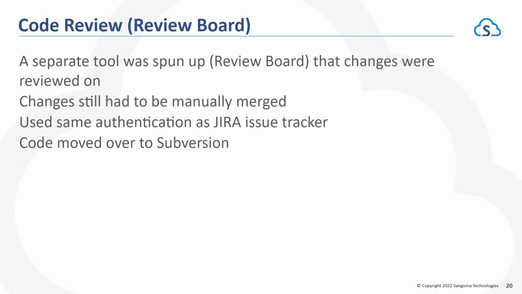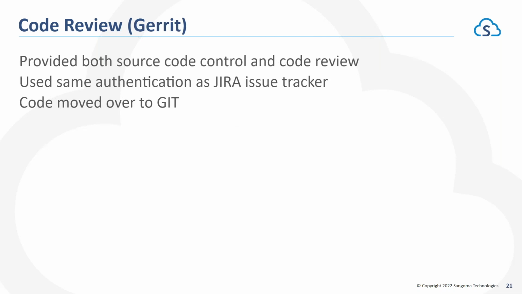And then before this, we actually had moved away from CVS over to Subversion as a version control system. We then decided to move over to Git, and as part of that, chose Gerrit as our solution. So Gerrit is a tool used by Google. If you do any Android stuff, they use Gerrit. And it's also written in Java, but it is easier to run than Atlassian products. So this provided both source code control and code review in one place. It too used the same authentication as Jira.